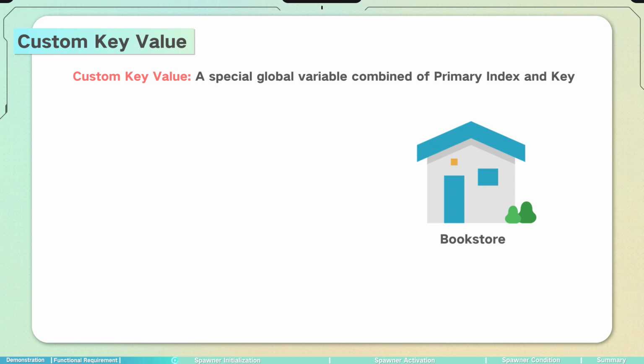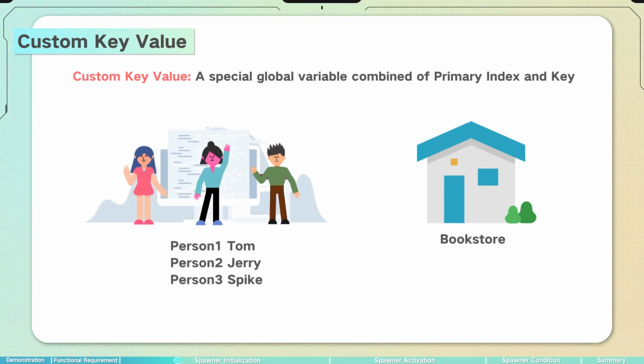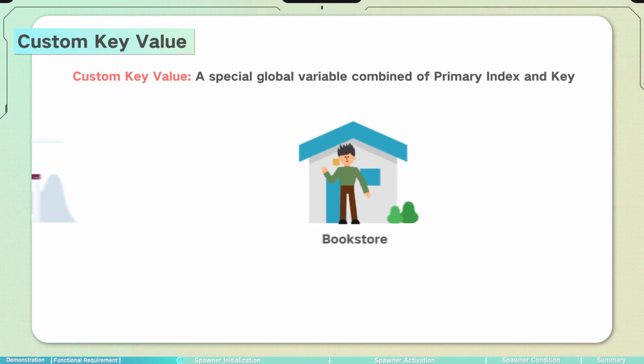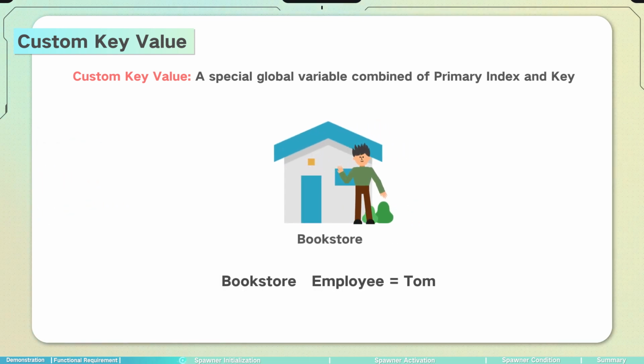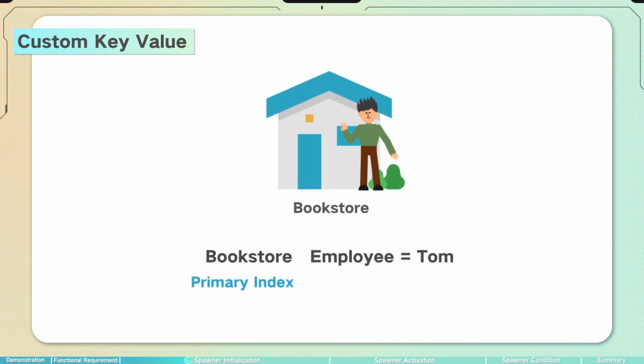Imagine you are a bookstore owner and hire one person among a lot of candidates. Then you declare that bookstore employee is Tom. This is a perfect custom key value. Now your bookstore is a primary index, distinguished from other workplaces. The employee is the key which limits the data type. You cannot fill in a location or a time to answer who is the employee. Finally, Tom is the value, the answer of who is your bookstore's employee.